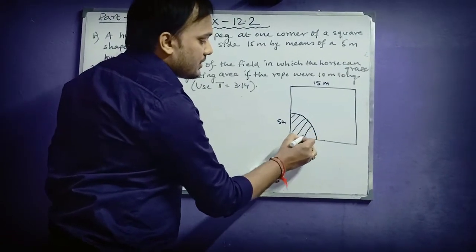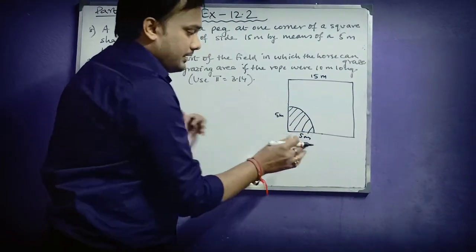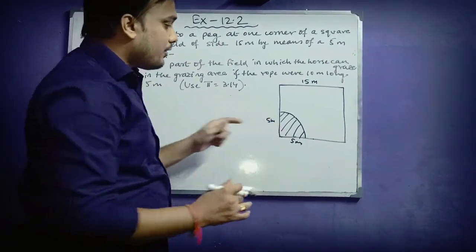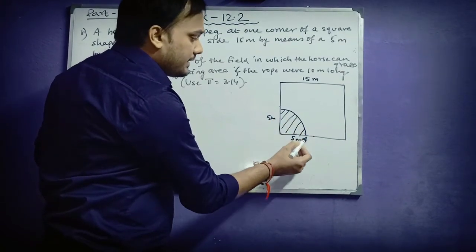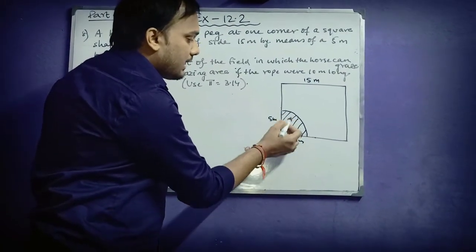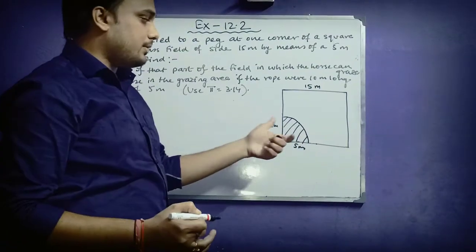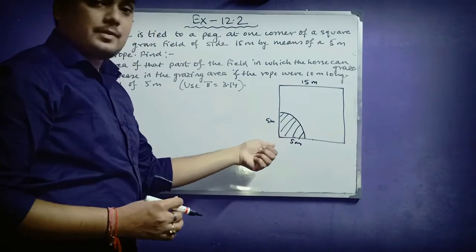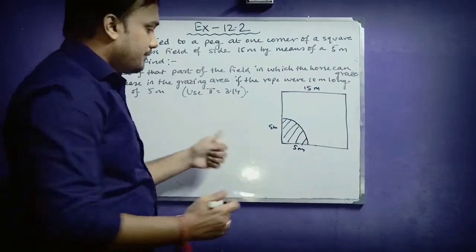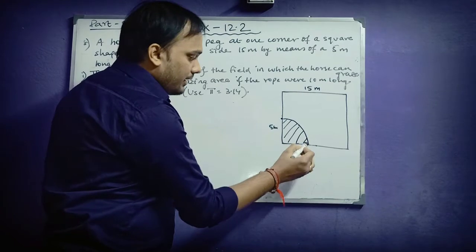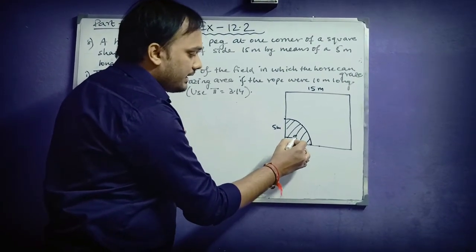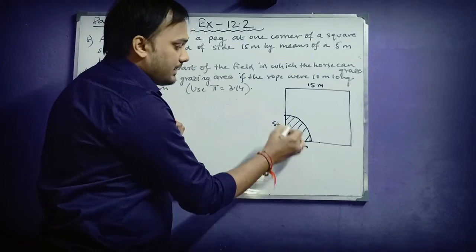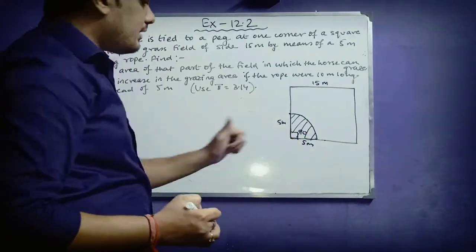Why? Because the horse can move in this arc according to the length of the rope with which the horse is tied. The horse can only move maximum in this arc itself. So if the horse can move in this arc, this is the area where the horse can graze. So considering that, the radius we will be taking here will be 5 meter, because this is a quadrant, no doubt with that, as this angle is 90 degree, and this region will act as a radius. So 5 meter will be the radius here.